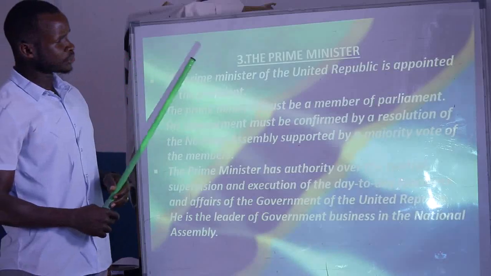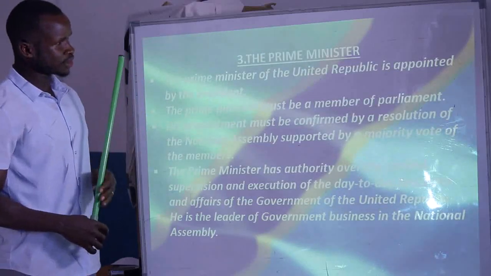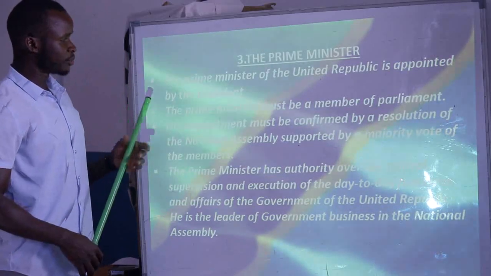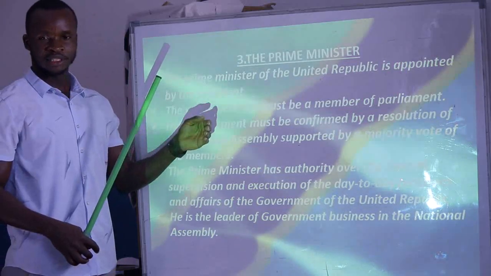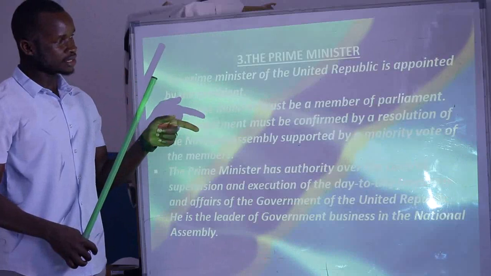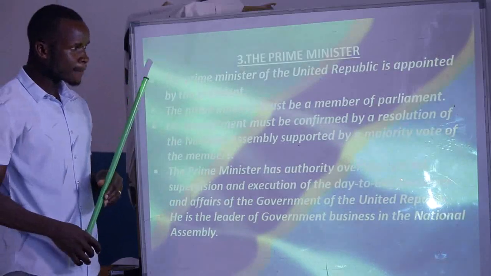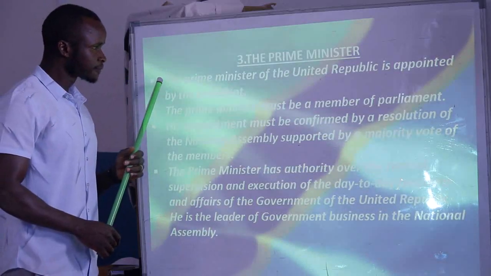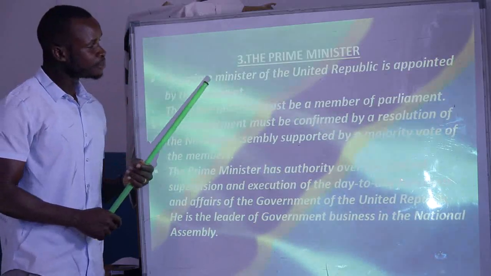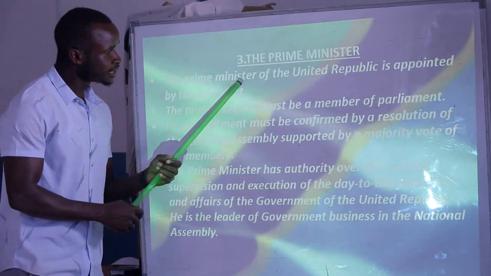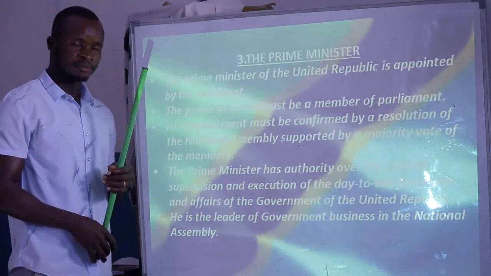Under the Vice President, we have the Prime Minister. The Prime Minister of the United Republic is appointed by the President. This is the first executive leader who is appointed. The President and the Vice President are elected by citizens of Tanzania, but the Prime Minister is appointed by the President. The Prime Minister position is obtained through presidential appointment.